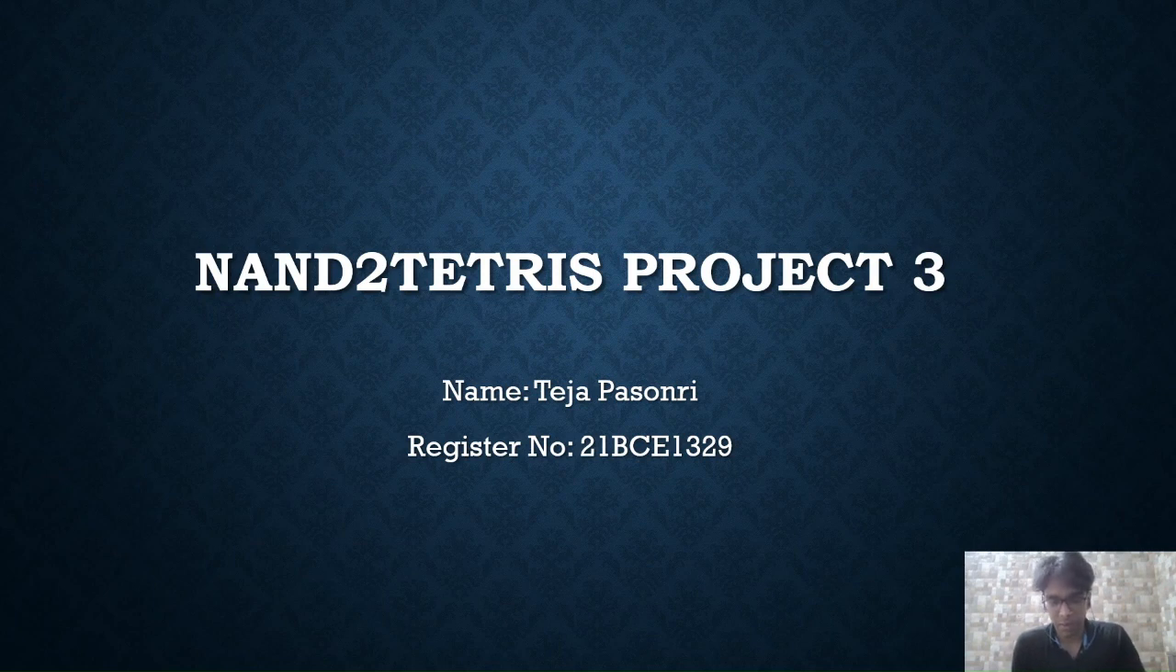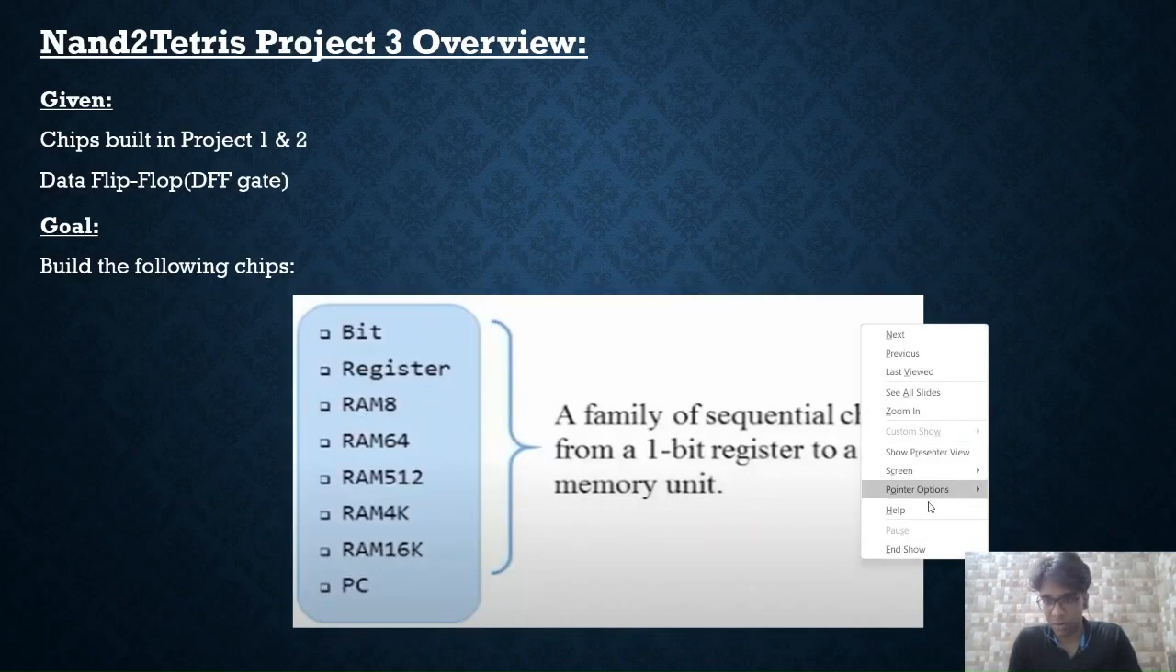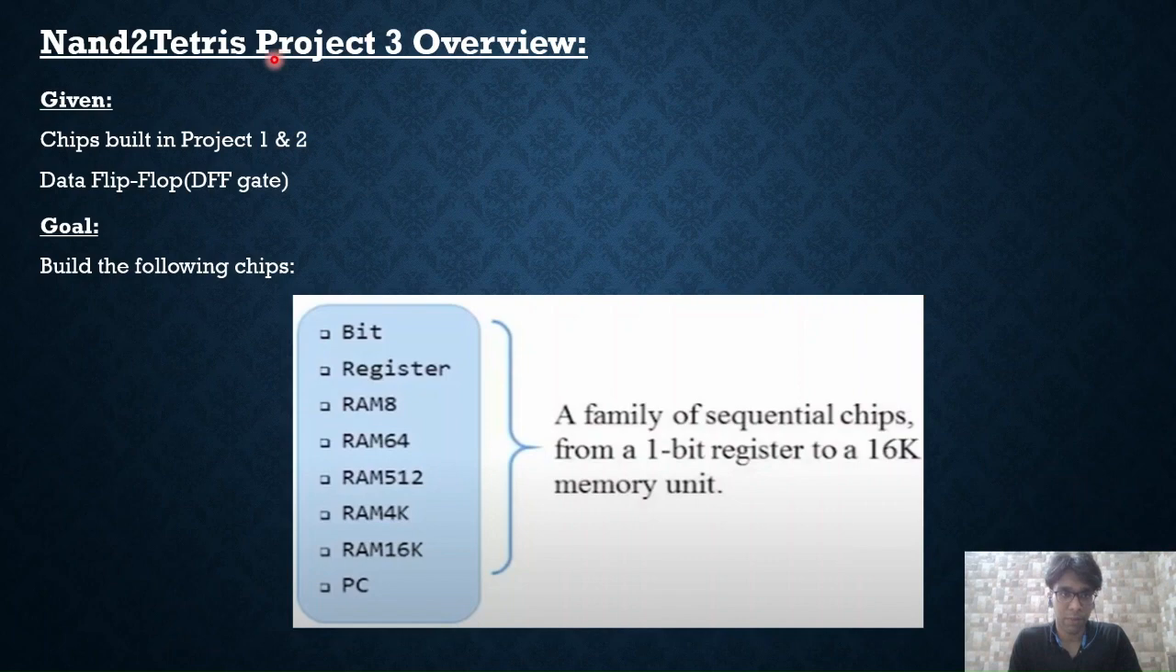So today we'll be doing a short review on project 3 of Nand2Tetris. Before getting on to the program, what is the overview of project 3? We'll be using the chips from projects 1 and 2. In project 1, we used basic logic gates, that is AND, OR, XOR, and so on. Then in project 2, we built using the project 1 gates: half adder, full adder, half subtractor, and all, and data flip-flops as well.